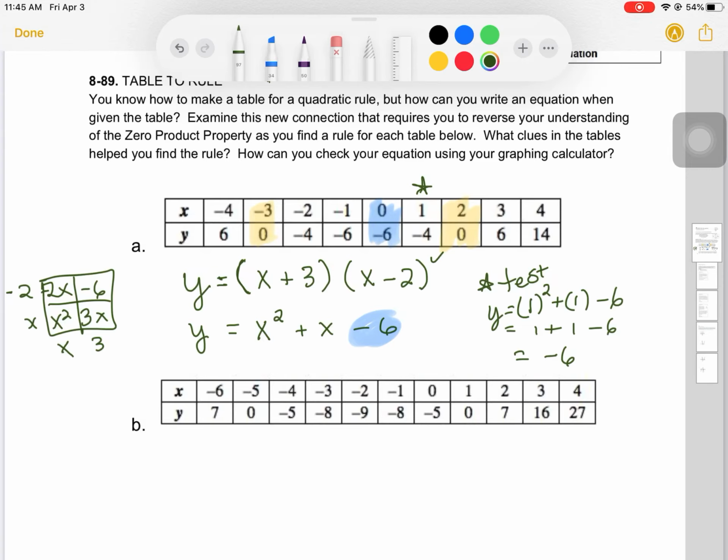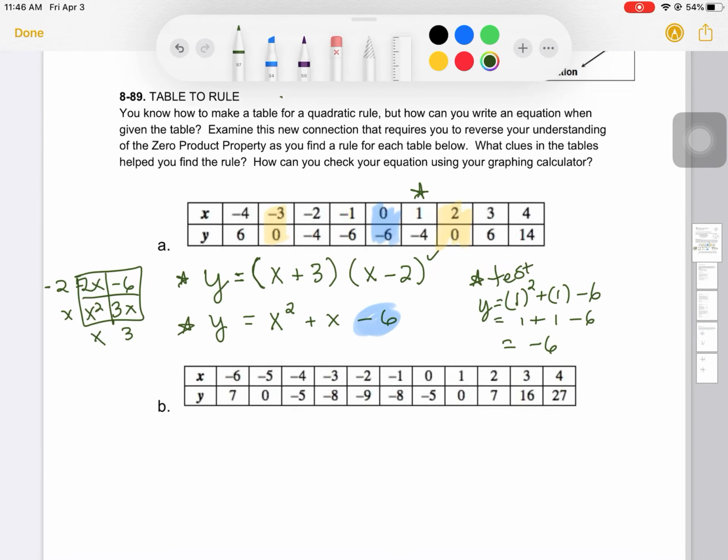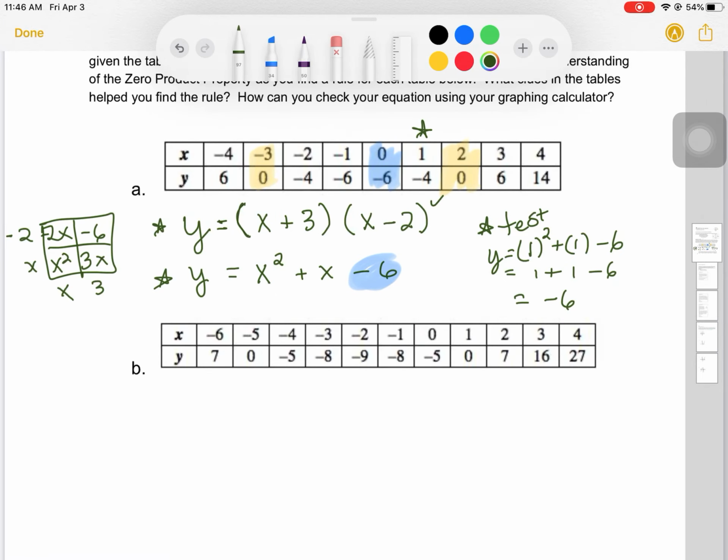So I think that's enough to see that this would be a valid equation in either form, both in factored form and in standard form for that table. So we're going to go ahead and try the second one. Doing the same thing, we look here and say, do we have our x-intercepts showing? And we do. There's an x-intercept here. There's an x-intercept here. So we're going to follow the same process we did before.